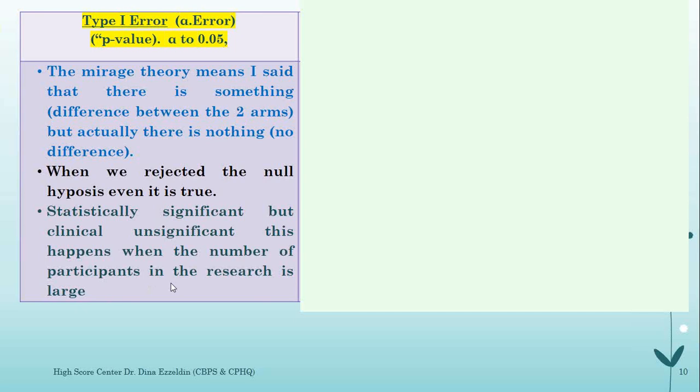This happens when the number of participants in the research is large. We talk about statistically significant, but it's not related to clinically significant. Maybe it's not statistically significant, and yet there is a clinically significant difference. If we have two drugs, one of them reduces the blood pressure to 80, and the other reduces it to 85. So there is clinically no difference, but statistically there is a difference. And the opposite can also happen: clinically significant difference, but statistically there is no difference. So there is no relation between the two of them, statistically and clinically.